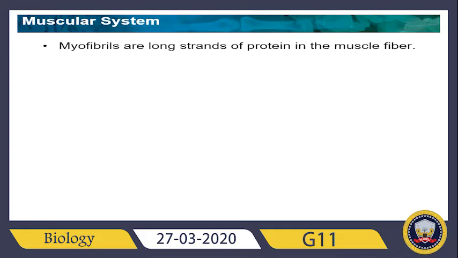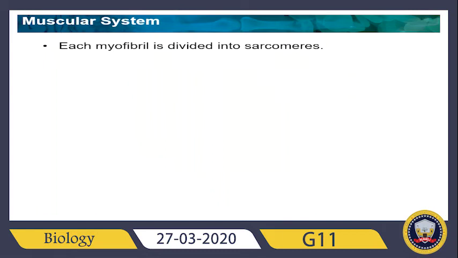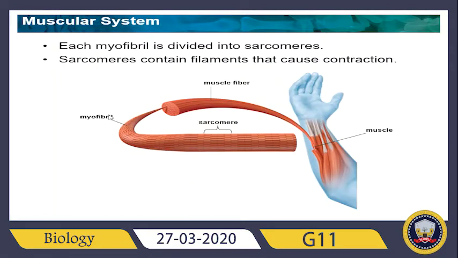Myofibrils are long strands of protein in the muscle fiber. Good. So muscle fiber, myofibril. Each myofibril is divided into sarcomeres. So where are the sarcomeres here? The myofibril is divided into sarcomeres. A sarcomere goes from this line to this line, this line to this line.